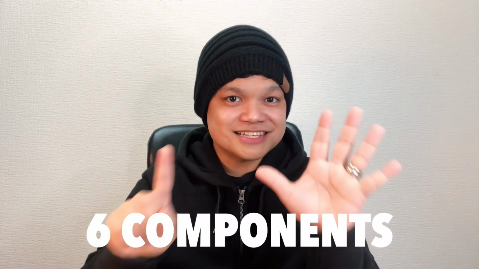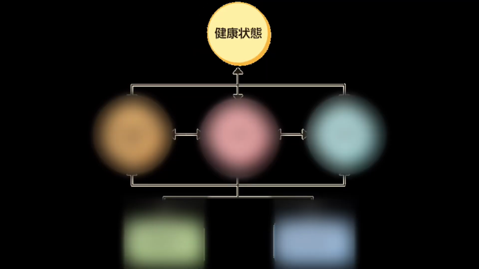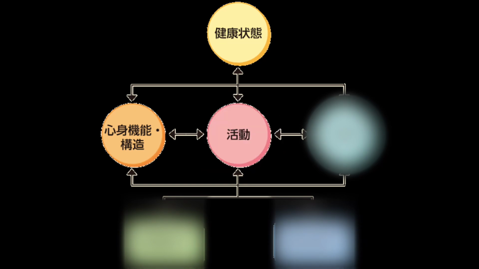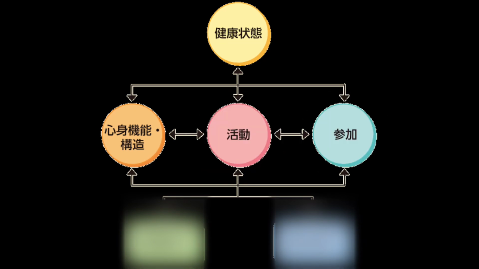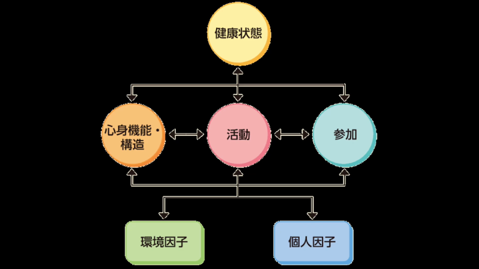According to ICF, a human being's ability to function is composed of 6 components. The Kenko Jotai, the Shinriki no Kozo, the Katsudo, the Sanka, the Kankyo Inshi, and the Kojin Inshi. These 6 components are very important. Very important. Because most, if not all, exam questions about ICF will require a decent knowledge of these 6 components.